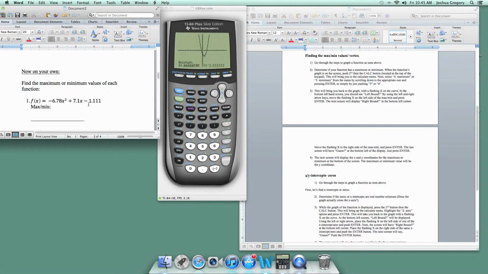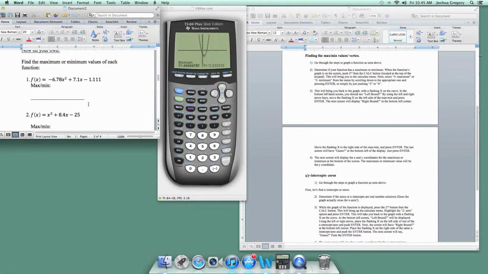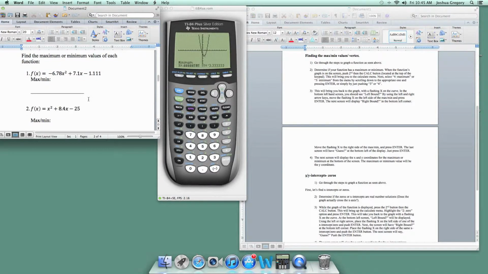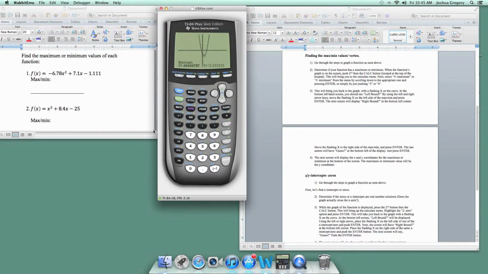So now I'm wanting you to try them on your own. I have 2 examples of this one. Since this one is very important, you'll probably be doing this one quite often. Find the max or the minimum values of each function. That's the same thing as finding the vertex. So go ahead and give those a shot on your own. If you need extra help, refer back to the video or use your handout.